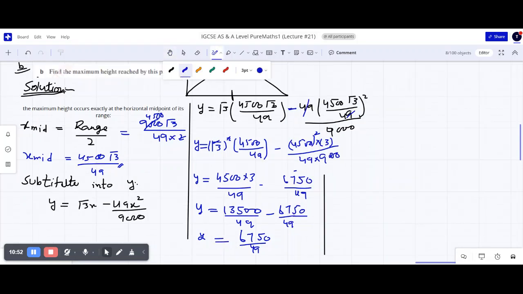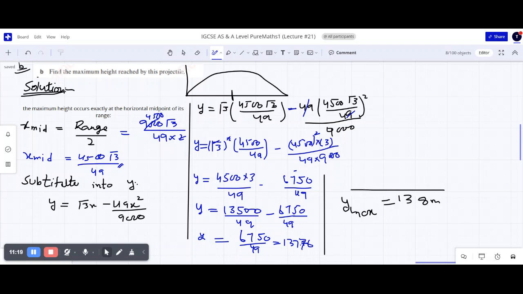It equals 137.76, and we can round off. So the value of y, the maximum height, after rounding, would be 138 meters, the maximum height of the projectile.